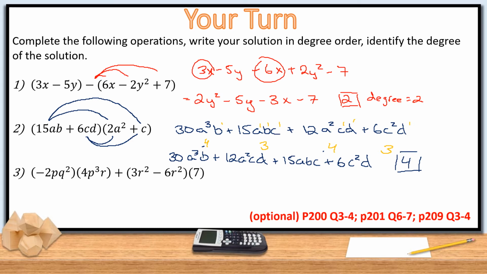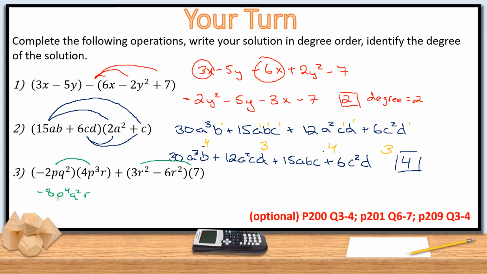All right, the last one has a couple of steps involved. We've got distributive property first, and then we've got to add. So negative 2p squared times 4p cubed r. Minus 2 times 4 is minus 8. p times p cubed is p to the power of 4. q squared doesn't have anything else to combine with, and neither does r, so it tucks in at the end. All right, that's that first part done.